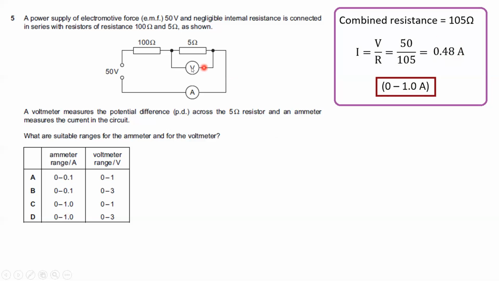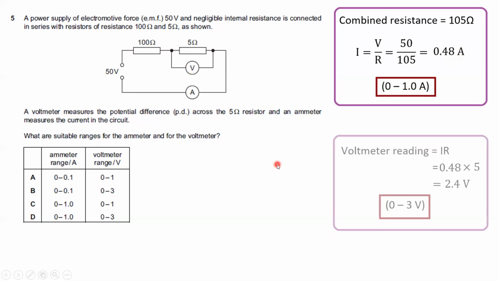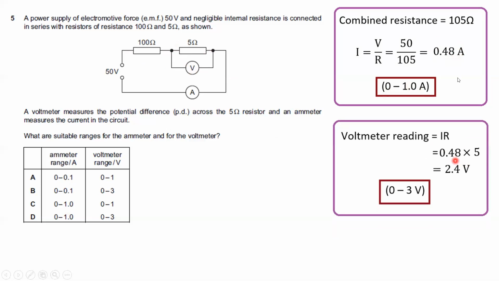To find the voltage, since the same current passes through both resistors, we take the circuit current multiplied by the resistor. So V is equal to IR. The current is 0.48, and the voltmeter is connected across the resistor of 5 ohm. So R is 5, and it gives you 2.4, which is in the range of 0 to 3 volt. So as you can see, this option lies in D. So the answer is D.